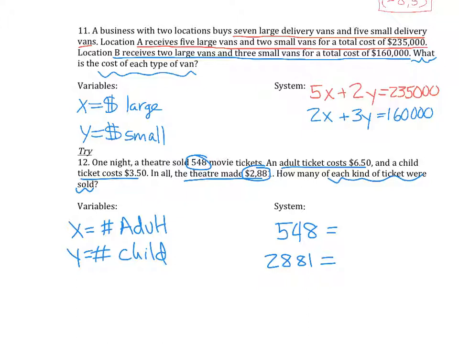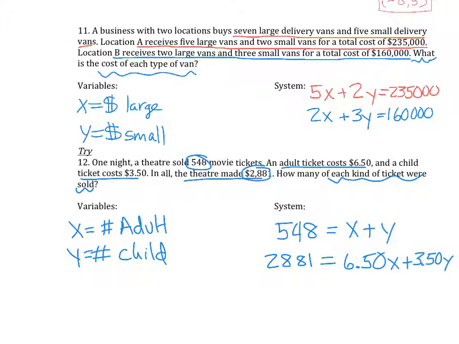Now we can go back to our two totals. So 548 is a total number of people or a total number of tickets. So that 548 is equal to adults plus children, right? There's no other options. So adults would be X plus children would be Y. Okay, so that's my simple equation. My more complicated equation is money. So $2,881 is the amount of money, okay? And we know the amount of money per ticket, but we don't know how many tickets. So adults were $6.50, so $6.50 per adult, that's X, plus children's are $3.50, so $3.50 Y.